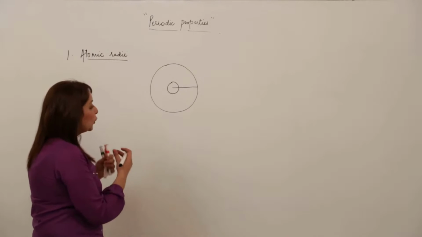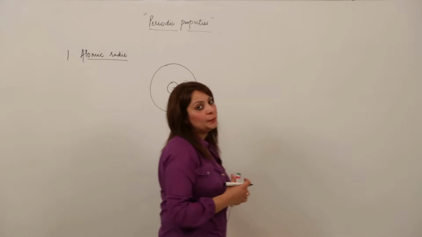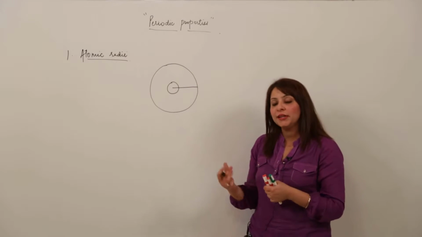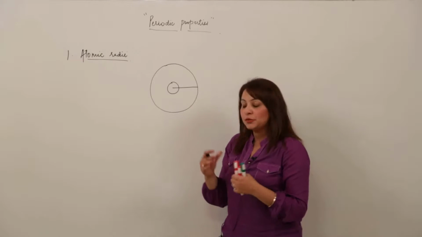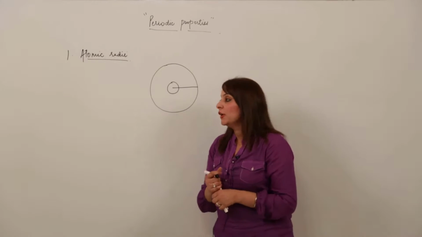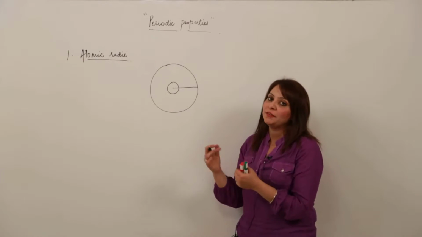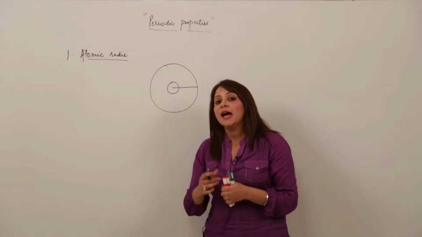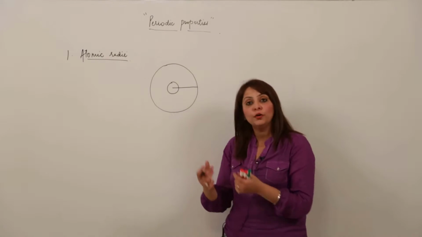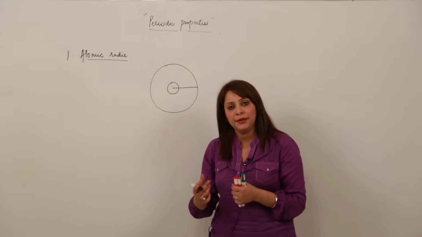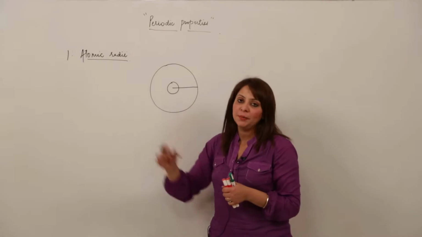So how does this property vary along a group and a period? As I've told you when we were doing the modern periodic law, the modern periodic table, there are 18 groups and 7 periods. So we need to know how properties vary along a group and how properties vary along a period. The first property is atomic radii.